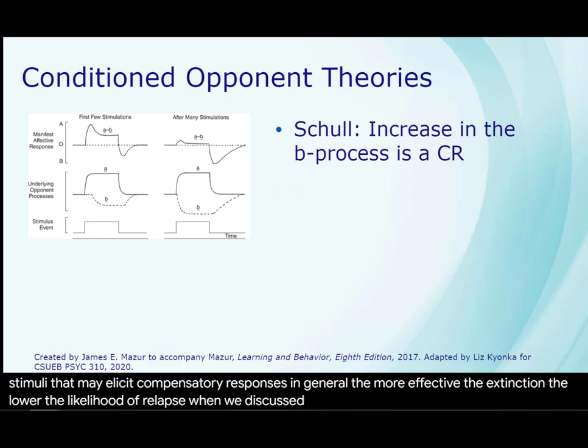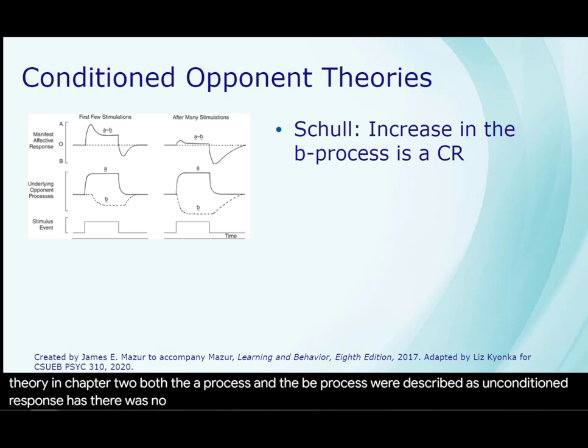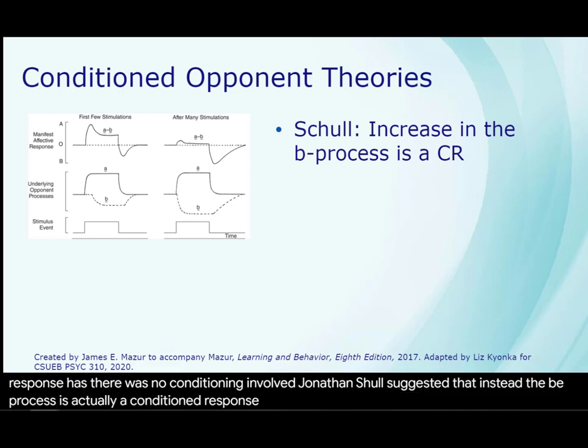When we discussed Solomon and Corbit's opponent process theory in Chapter 2, both the A process and the B process were described as unconditioned responses. There was no conditioning involved. Jonathan Schull suggested that instead the B process is actually a conditioned response.